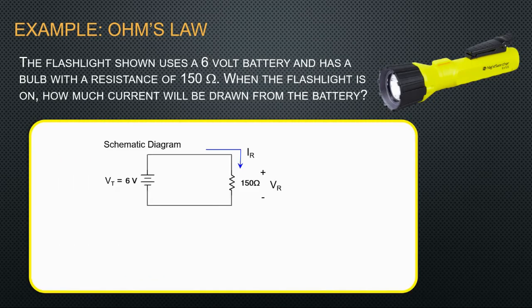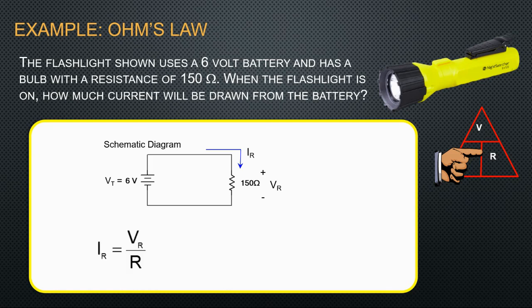In this example, the voltage is known, and the resistance is known, and we need to calculate the current. Ohm's law tells us that the current in a circuit is equal to the voltage divided by the resistance. Since these values are given in whole units, we can plug them right in. 6 volts divided by 150 ohms equals 0.04 amps of current, which we could express as 40 milliamps.